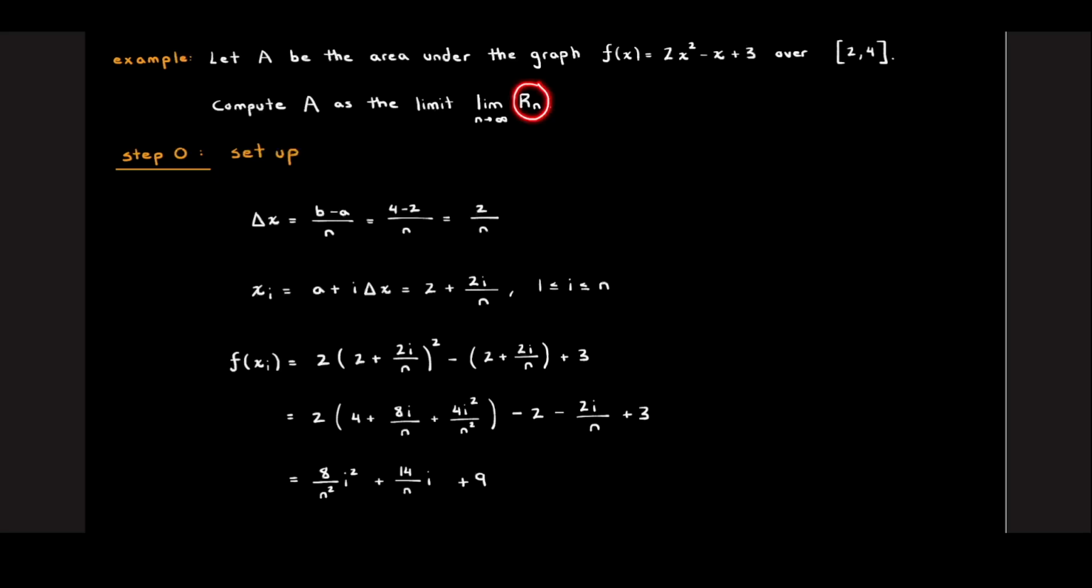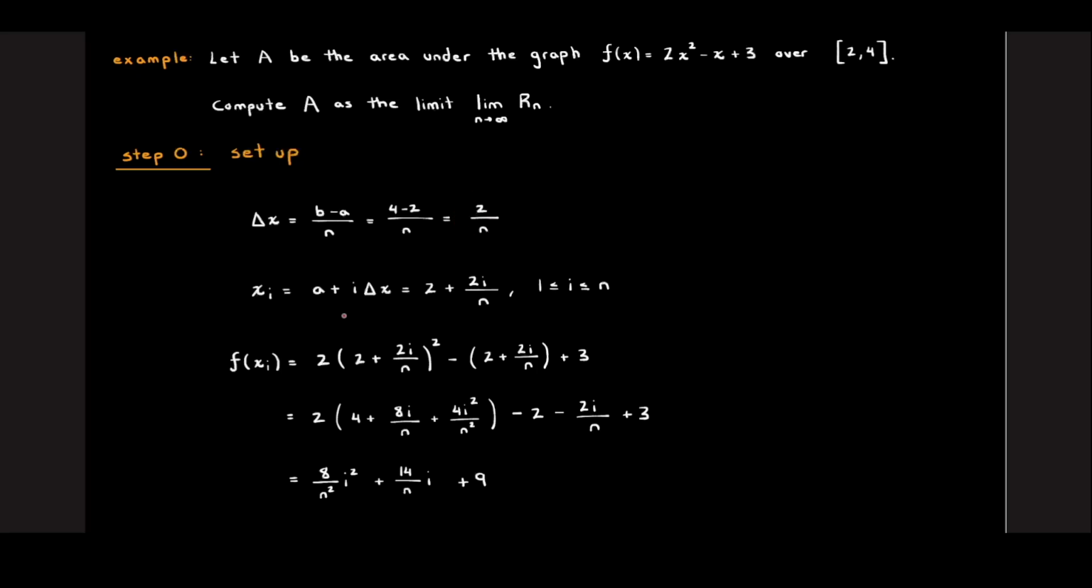Remember, Rn has a formula. We need the width of each rectangle, we need f of xi. So the goal of step 0 is to just find these ingredients that we can plug into this formula. The first thing we'll do is take the length of the interval, which is 4 minus 2, and divide it by the number of rectangles. In this case, let n be the number of rectangles. Hence, the width of each rectangle is given by the expression 2 over n.